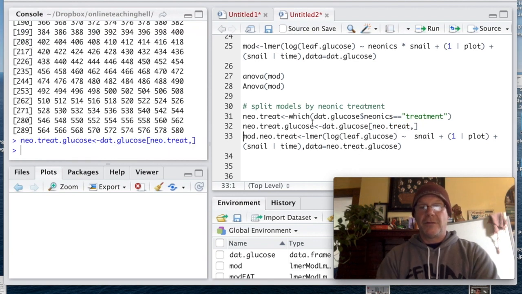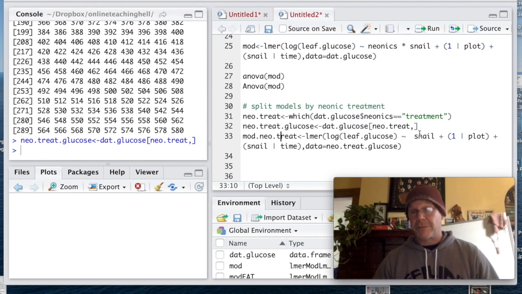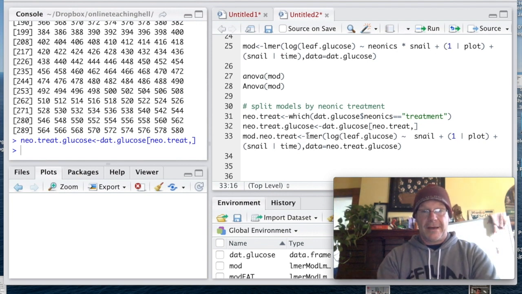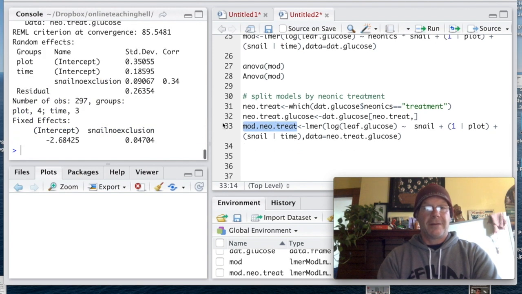And so now I've created this new data, which is neonic treatment for glucose, so I'm calling it neotreat glucose. And I'm going to throw it back into a new model. Now the only difference between this model and the previous model is that we're not including neonics in this model, because there is no factor level in this particular model that is neonics. The only data analyzed in this model are the ones where the neonics were added, the treatment group. I'll run that and see what it looks like. I got some new parameter estimates.